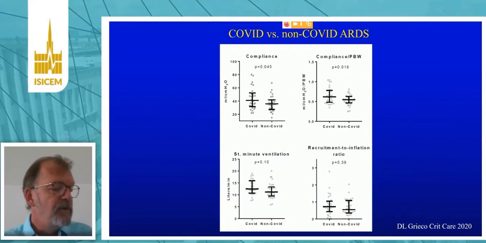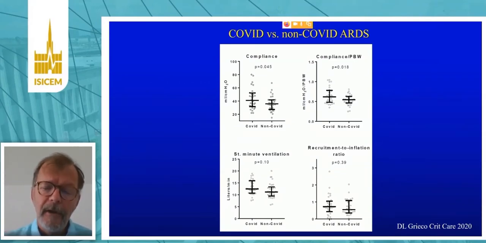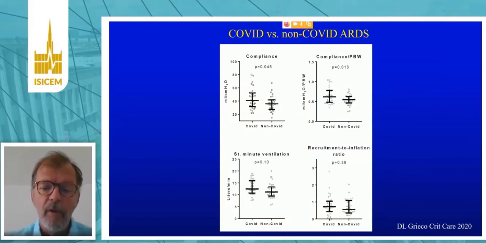This is a study which was just accepted in Critical Care using patients from Rome and from a center in Toronto. And just to make a long story short, if you look at the right bottom corner, you see the recruitment to inflation ratio in COVID ARDS and non-COVID ARDS. And you see on average, there is no difference. If anything, maybe the COVID patients were slightly more recruitable, but you see that there's a whole range of values from completely non-recruitable to very highly recruitable.